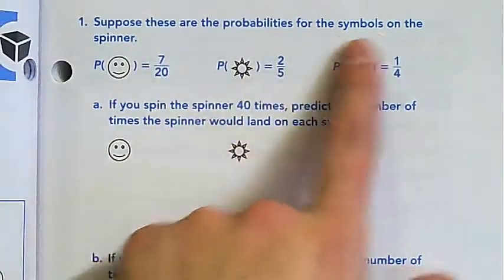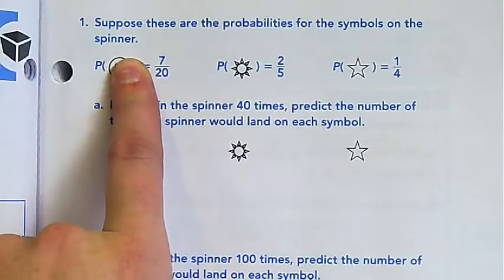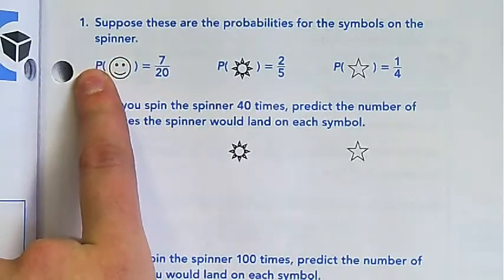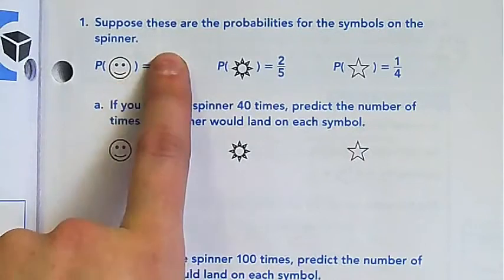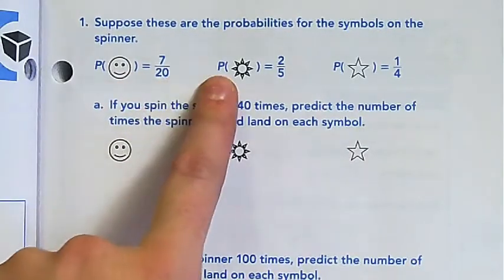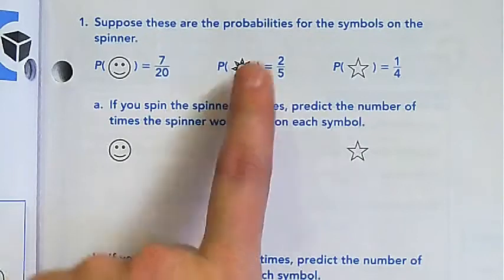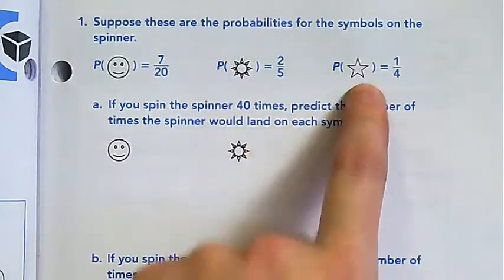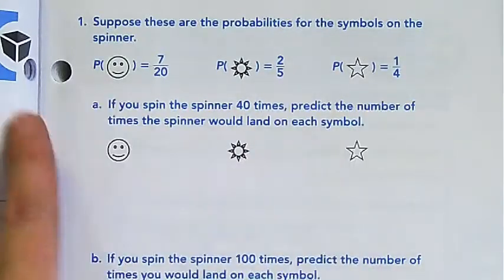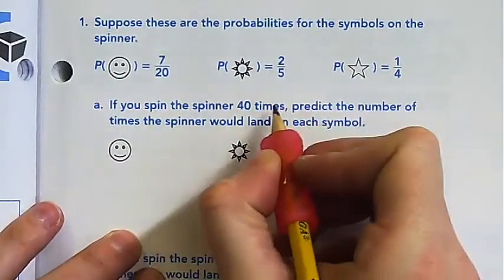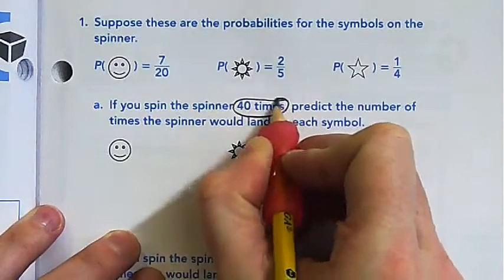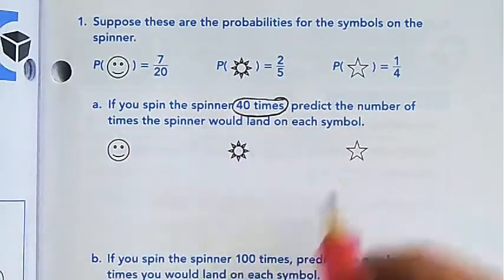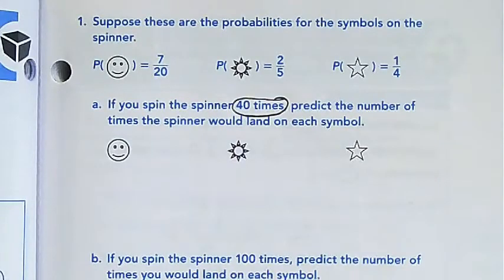Suppose these are the probabilities for the symbols on the spinner. P for probability, so the probability of getting a face is 7/20. The probability of getting a sun is 2/5. And the probability of getting a star is 1/4. If you spin the spinner 40 times, predict the number of times the spinner would land on each section.